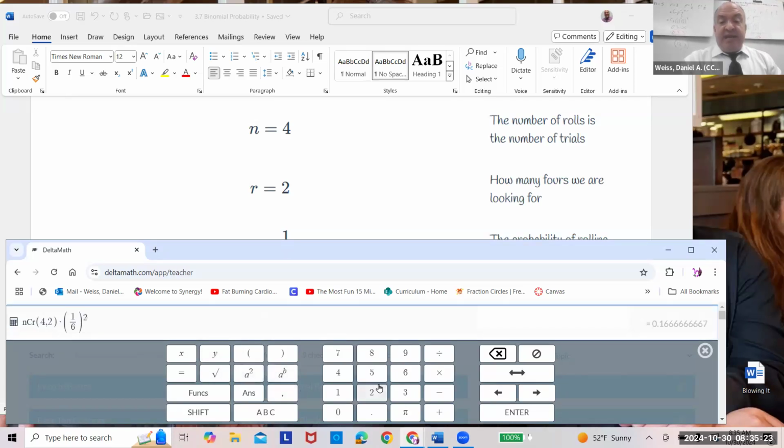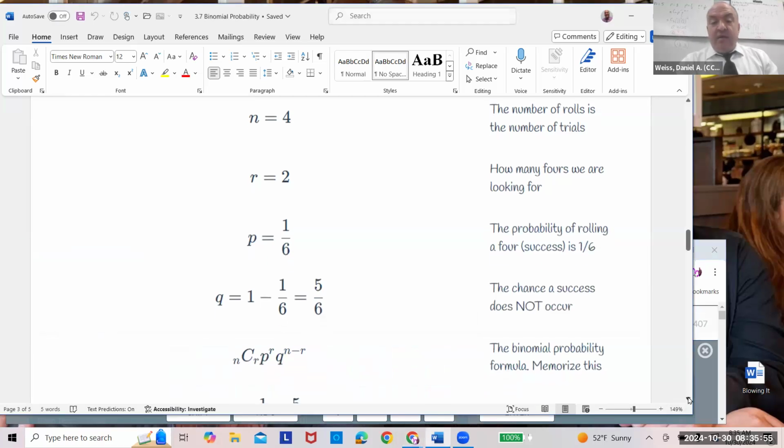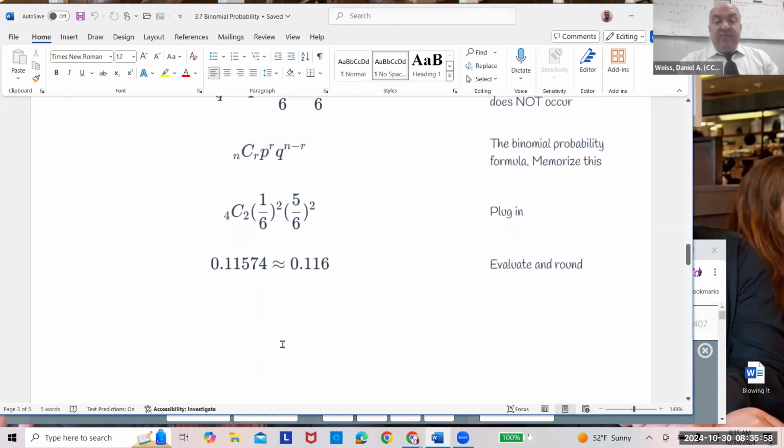Okay. Now I'm going to hit times. I'm going to go parentheses again, and now I'm going to do 5/6. 5 divided by 6, get outside the parentheses. And what's 4 minus 2? 4 minus 2 is 2. Do you see my answer is 0.115740747? So my answer is going to be 0.116. Okay. When I plug the numbers in, I'm going to get 0.11574, which is going to be 0.116. Okay.